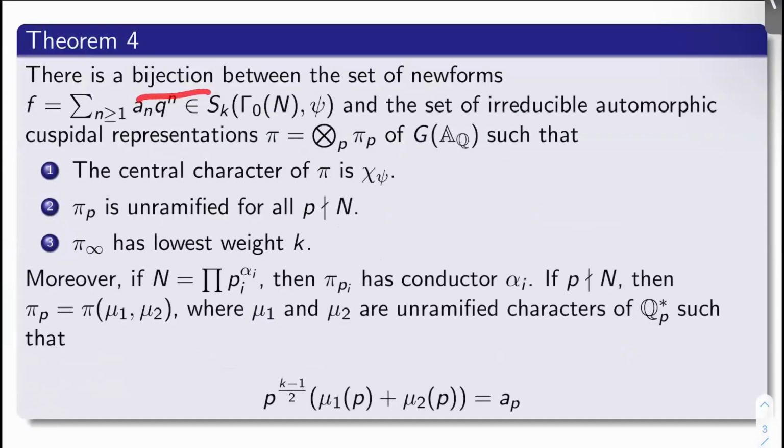There's a bijection between the set of newforms f with Fourier coefficients a_n in S_k(Γ_0(N), ψ), and the set of irreducible automorphic cuspidal representations π = ⊗_p π_p of G(A_Q), where A_Q are the adeles for Q, such that the central character of π is χ_ψ. χ_ψ was defined last video. π_p is unramified for all primes not dividing N. And π_∞, the Archimedean local component, has lowest weight k, which was also defined either last video or 2 videos ago, these lowest weight representations.